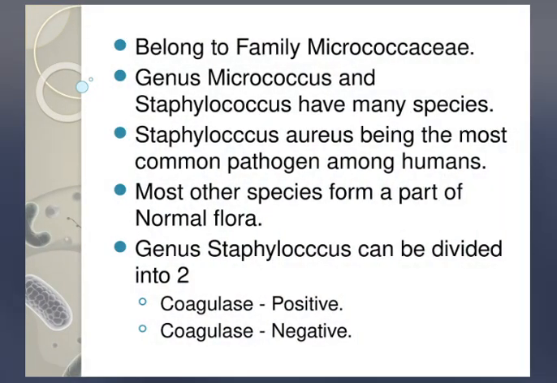Now, diving a bit deeper, Staphylococcus belongs to the Micrococcaceae family. There are many species within this group, but Staphylococcus aureus stands out as the main one causing disease in humans. Most other species usually live harmlessly on our skin. An important distinction is between coagulase positive and coagulase negative types, which tells us a lot about their potential to cause disease.